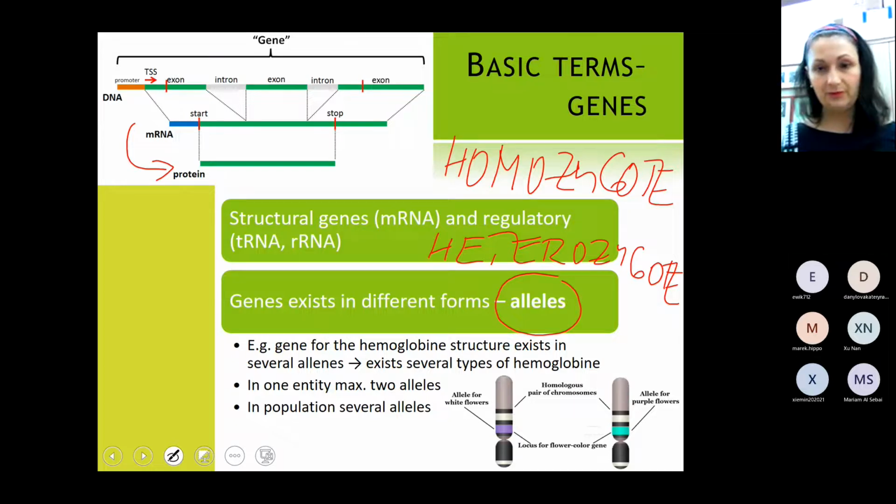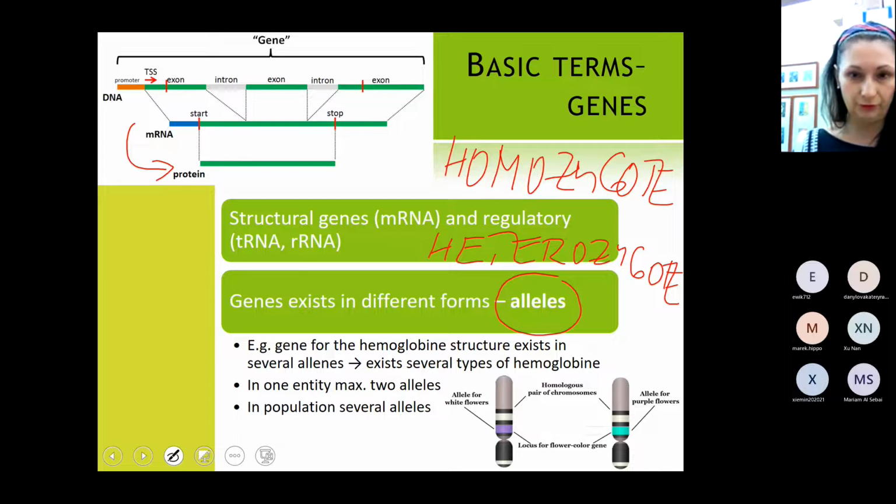Within the population, we may have several alleles, because we are different, we have different parents, and also some populations are very old, for example, the African population. So there is bigger variability in alleles. On the other hand, in the European population, we are genetically quite similar. So the variability within the European population is much smaller than the variability in the African population, for example.